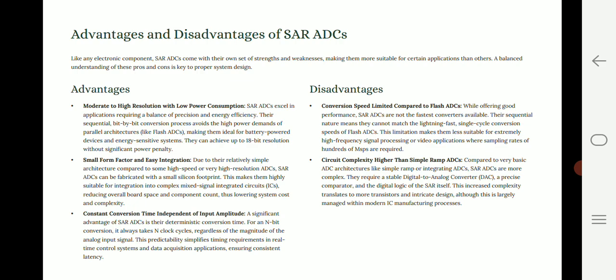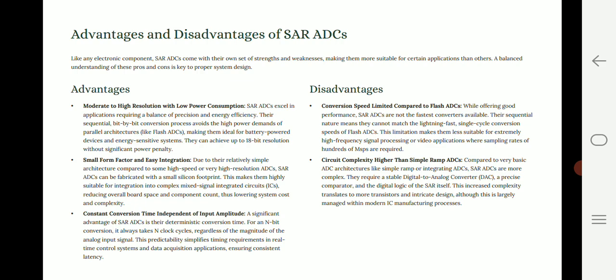Coming to advantages, we have three major advantages: moderate to high resolution with low power consumption and small form factor, easy integration, and constant conversion time independent of input amplitude.